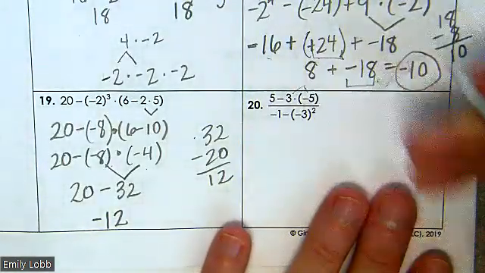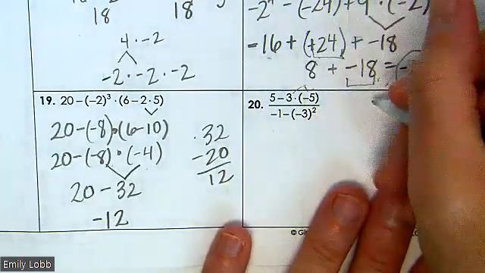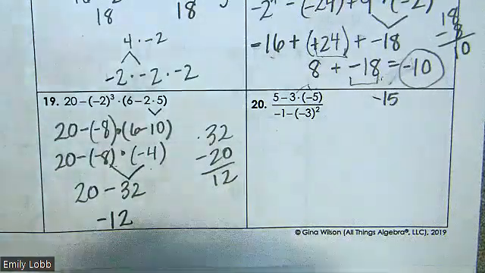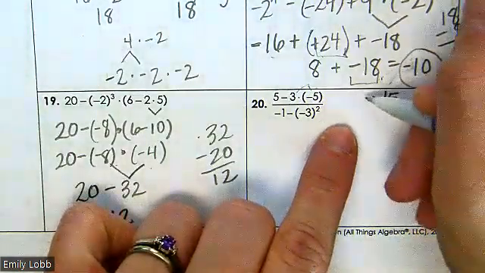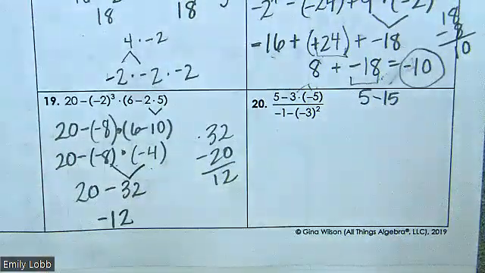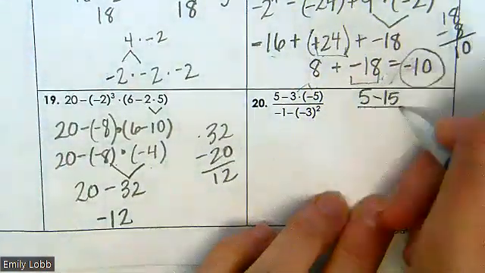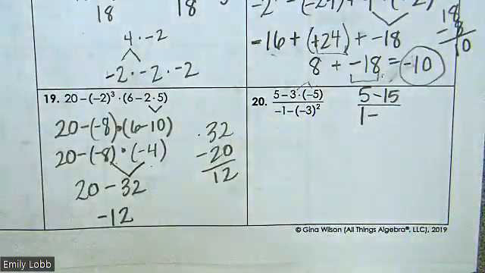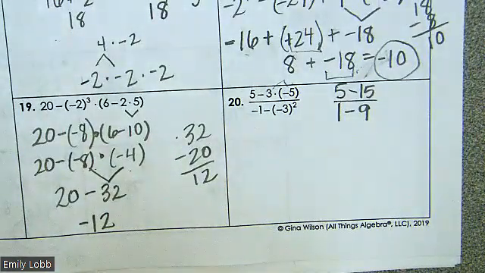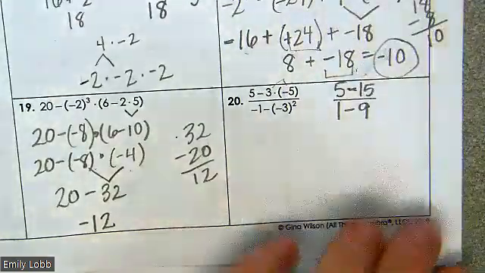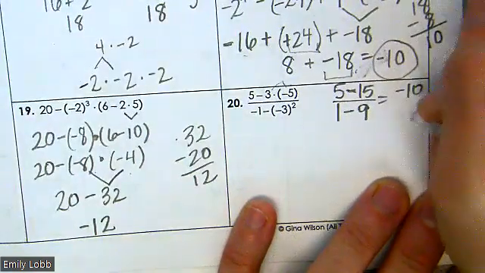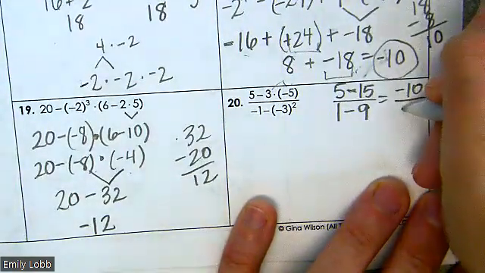All right, now we've got stuff on the top, stuff on the bottom. We would multiply first. 3 times negative 5 is negative 15. 5 minus that, all over 1 minus, what's negative 3 times negative 3? We're multiplying. So negative 3 times negative 3 is 9. 5 minus 15 is negative 10. And 1 minus 9 is negative 8.